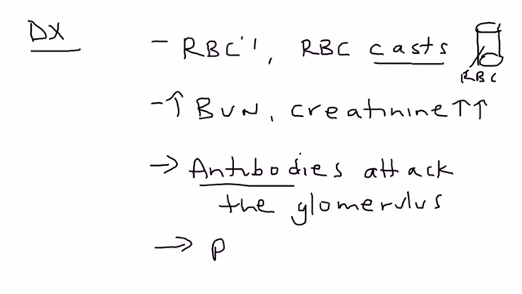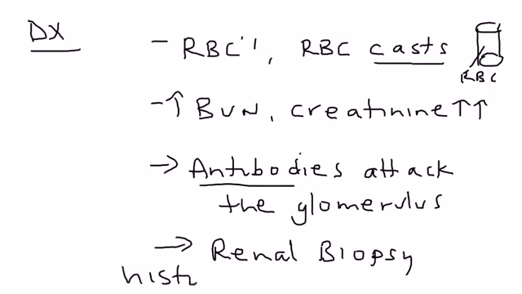And then the most specific test to diagnose this is the renal biopsy. And what the renal biopsy will show is essentially the histologic evidence of damage to the glomerulus. So, show histologic evidence of RPGN. That's a very specific test.